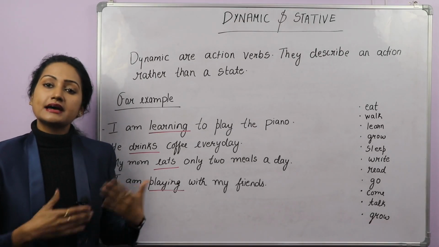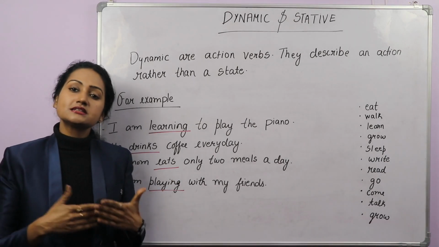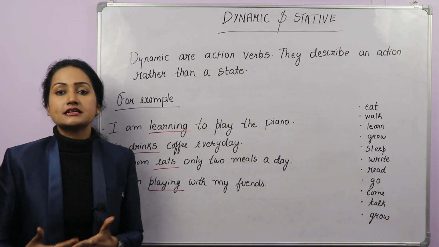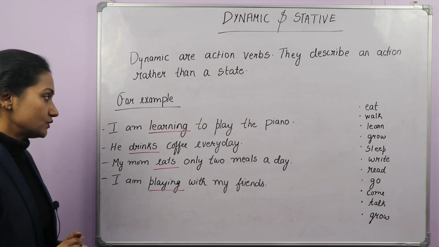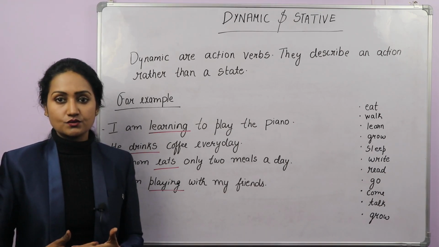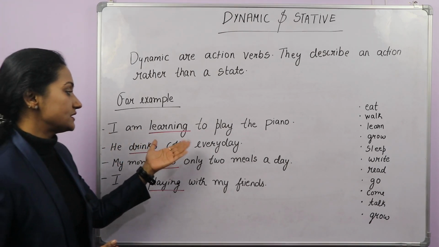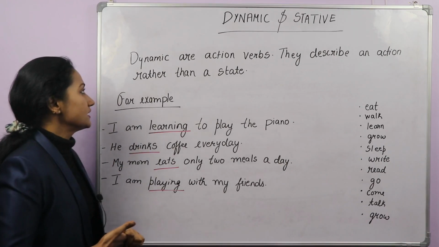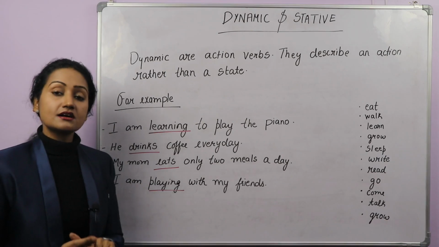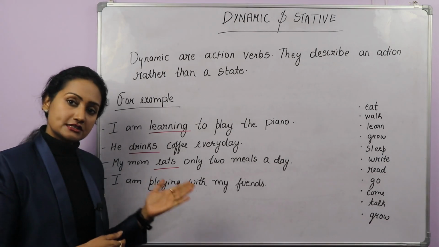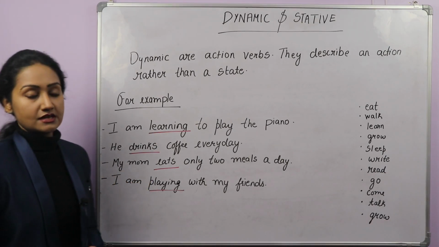Now we will do dynamic and stative verbs. Dynamic verbs are action verbs. They describe an action rather than a state in a sentence. For example, I am learning to play the piano. We all know that learn is an action verb, so it is a dynamic verb here. He drinks coffee every day. So drinks is a dynamic verb. My mom eats only 2 meals a day. Eat again is an action verb. So it's a dynamic verb. I am playing with my friends. So playing is a dynamic verb.